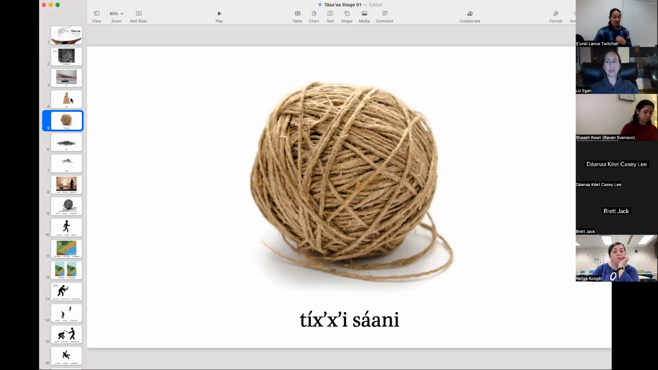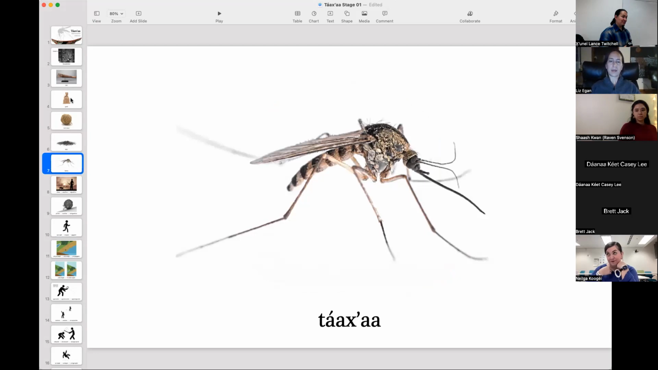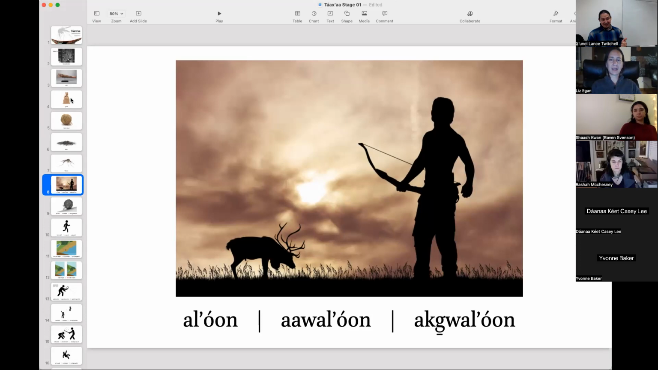Okay, I better hurry up. What's this? Ashes, yep. This? In southeast, south central. The thing that bites. Biter, it's mosquito. And what is this? Hunting. Hunting. And what is it doing? Why is there three of them? Hunting now, you hunted and you're going to hunt. Yes, hunting, hunted, going to hunt. So we have imperfective, perfective, future.